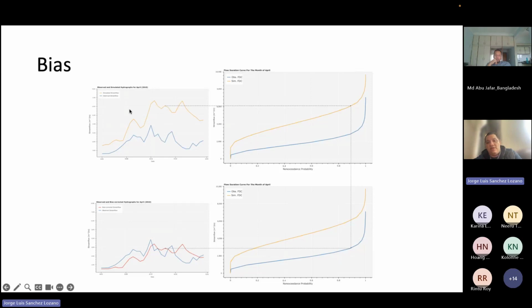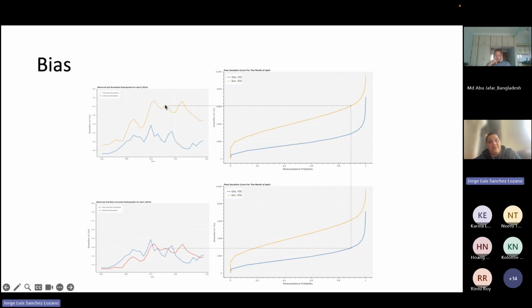However, the magnitude is off most of the time. It overestimates or underestimates the observed values. So we propose a bias correction method that is based on the simulated and observed flow duration curves.